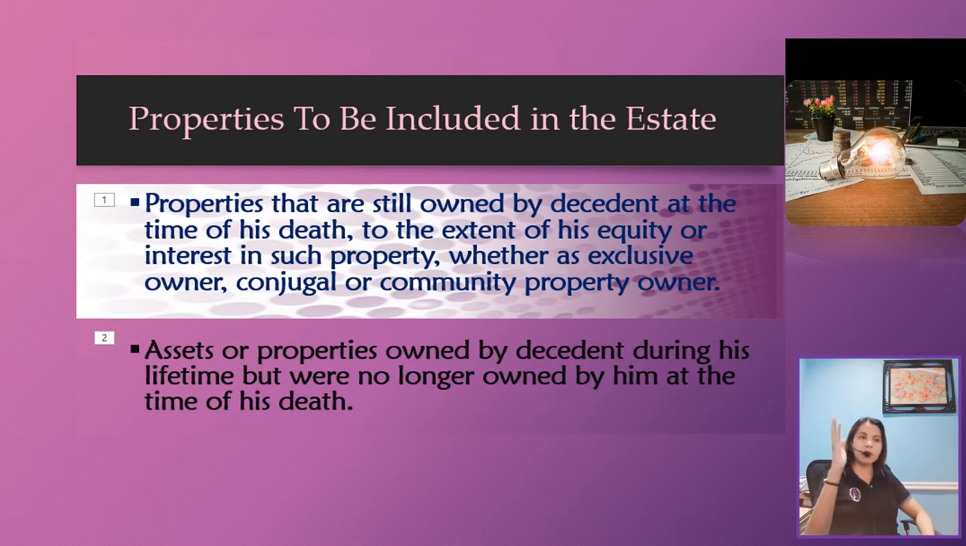By the way, in the composition of gross estate, if our decedent is legally married, we have the exclusive properties of our decedent, the exclusive or capital property of our decedent, as well as 100% of the conjugal or community properties of the spouses. 100%, because we can claim the share of the surviving spouse as an allowable deduction. So: exclusive properties of our decedent and the conjugal or community common properties of the spouses.